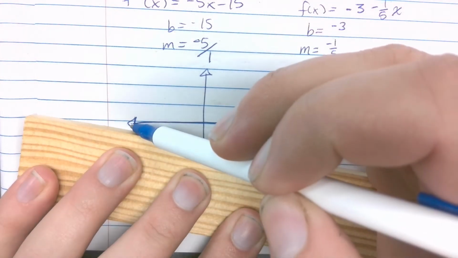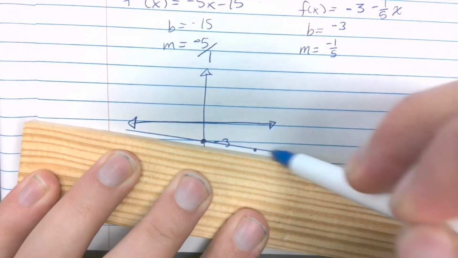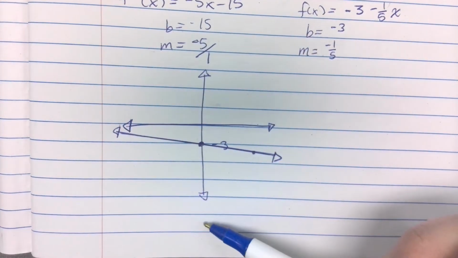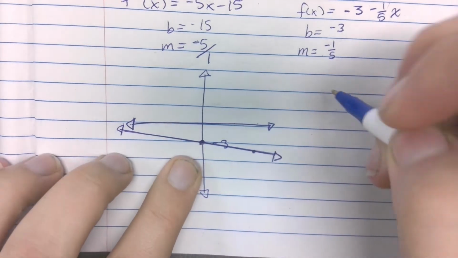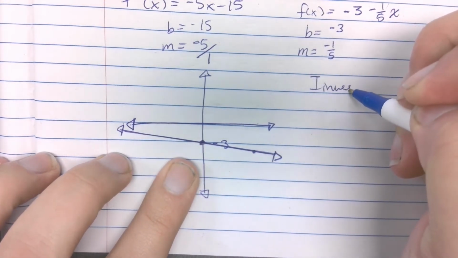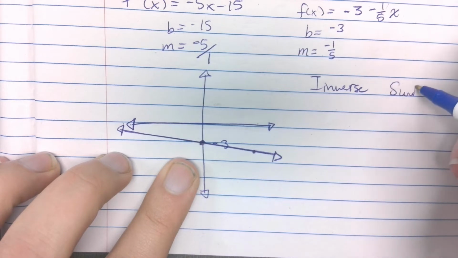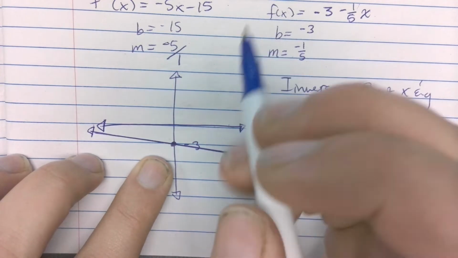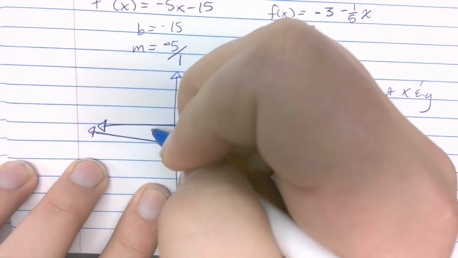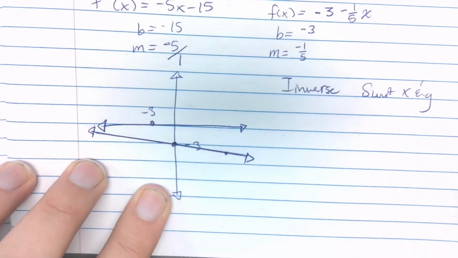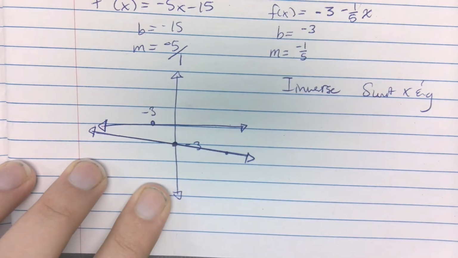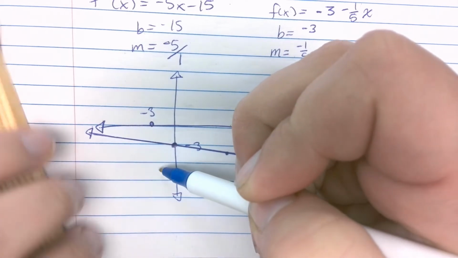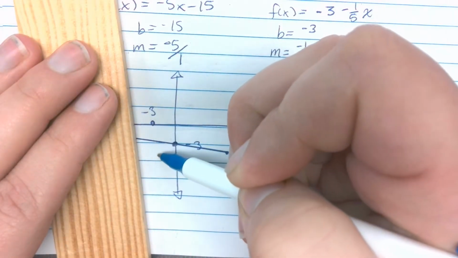Now, a lot of times on the graph, they're not going to have room to show you the negative 15 down here. Now remember, for an inverse, we just switch x and y. You follow me? So if this was my y-intercept, on this one, it's my x-intercept. And I can still use the down 5 over 1.